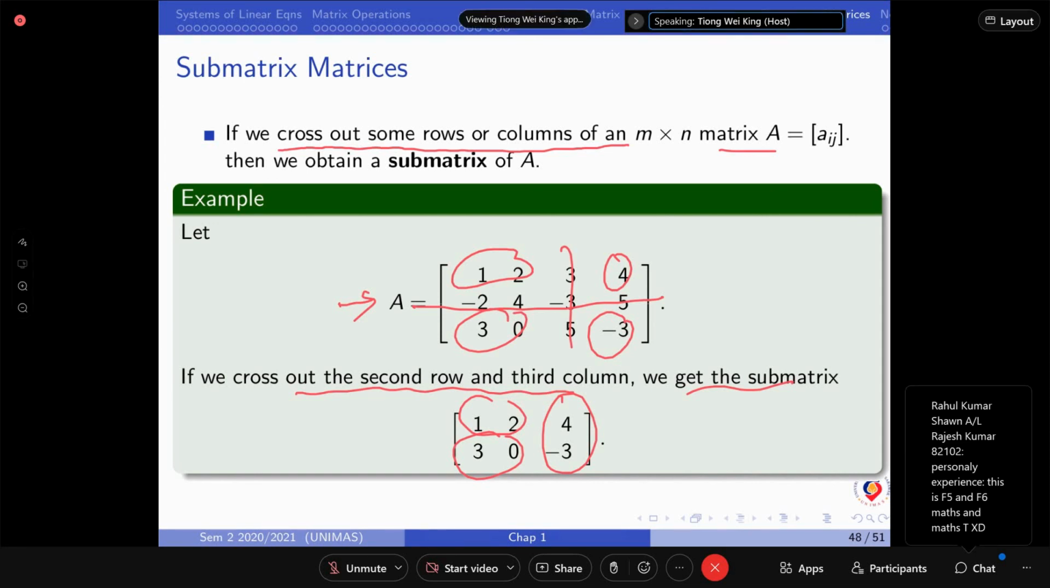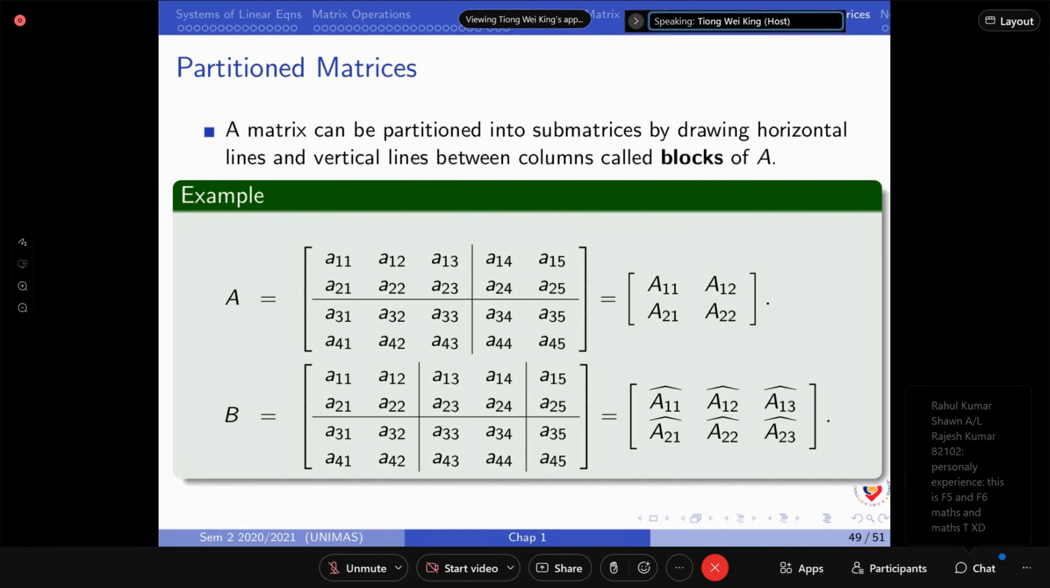Good. Okay. So partition matrix. A matrix can be partitioned into submatrices by drawing horizontal lines and vertical lines between rows and columns, called blocks of A. For example, this is basically useful for a very big matrix, especially when you do programming. If you define your matrix to be very big, sometimes it will slow down the computation. So it will be easier if you partition the matrix, meaning you make the big matrix smaller and then you do your operation.